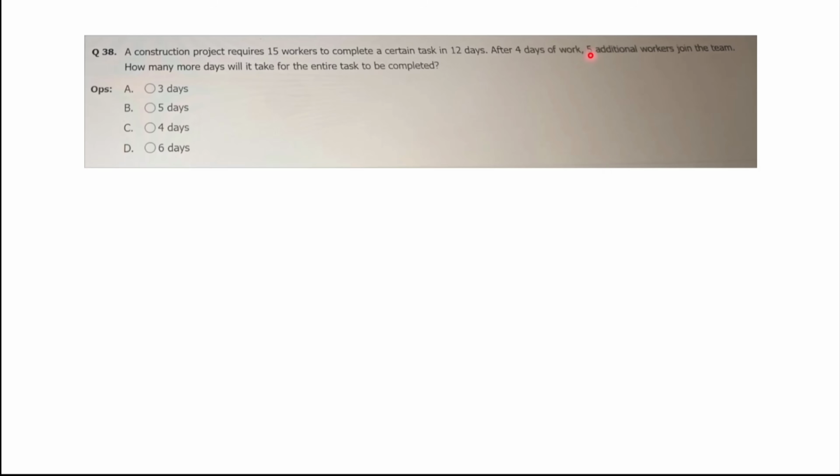Coming to this question, there is a shortcut to complete it. When the question has 5 additional workers or anything similar, you can use that shortcut, and the shortcut formula is M1 into (D1 minus D2) by (M1 plus M2). So here M1 is 15 workers, M2 is 5 additional workers, D1 is 12 days and D2 is 4 days. So we need to replace all the values in this formula.